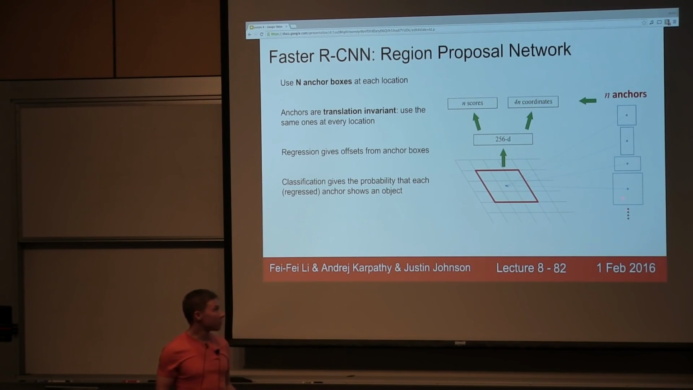For each of these, they use n convolutional anchor boxes, the same ones at every position in the image. For each anchor box, they produce a score as to whether or not that anchor box corresponds to an object. They also produce 4 regression coordinates that can correct that anchor box in similar ways to what we saw before. And now this region proposal network, you can just train to predict as a class-agnostic object detector.